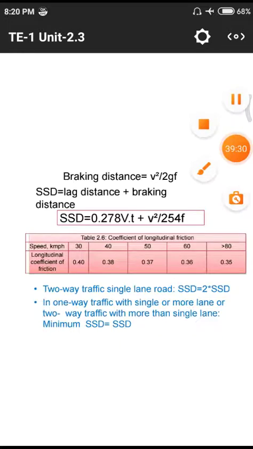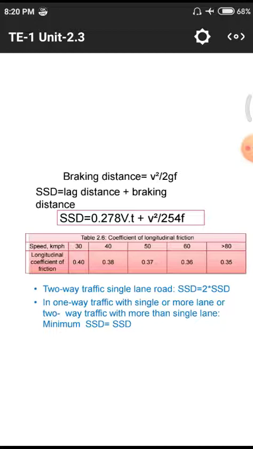This is the formula we are getting: braking distance equal to v square by 2gf, and stopping sight distance equal to lag distance plus braking distance. Lag distance we are having is 0.278 v into t. Braking distance we are having v square by 2gf. That means in 2gf, g equal to 9.8. After that we are having 254, because of the variation between meters per second and kilometers per hour.